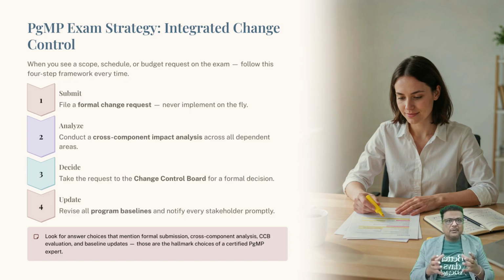Think of it like an expert structural engineer who insists on reviewing formal architectural blueprints and calculating load limits before approving any modifications to a skyscraper. And in the next chapter, we're going to talk about evaluating scope variations and cumulative impact.